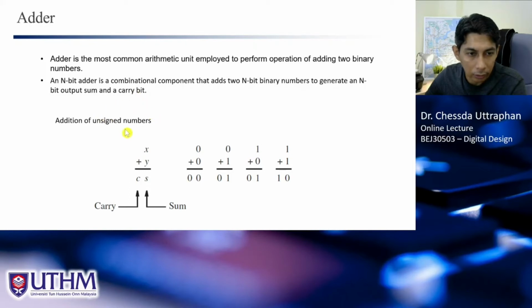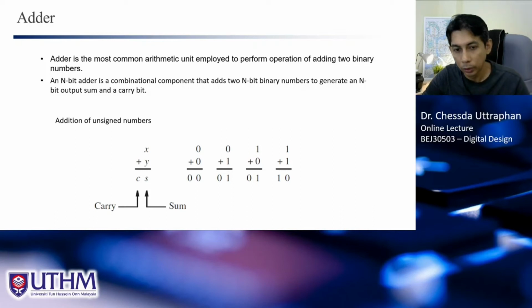So the concept is, yes, we learned this since our school days, where to add numbers we have x and y, x plus y. We will have a sum, a product of the add, and sometimes what we call a carry. In binary there will be 4 possibilities to add numbers, and of course in digital we have only two numbers, which are 0 and 1, right?